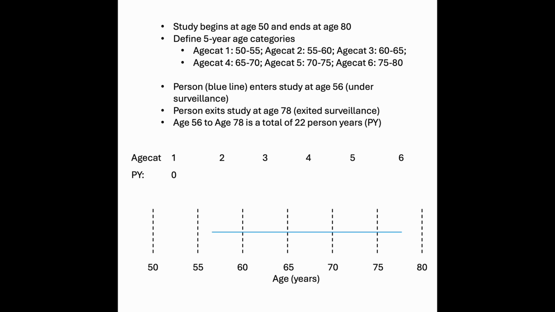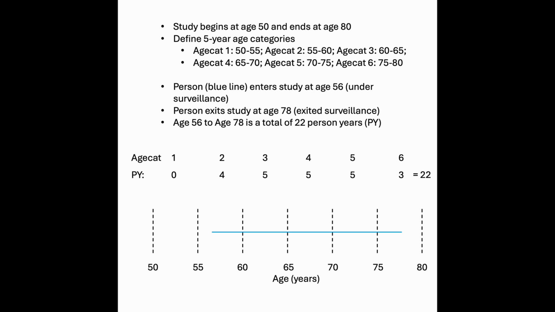As the person does not enter the study until age 56, there's no accumulated person time in Age Cat 1. In Age Cat 2, there are 4 person years, then 5 person years in Age Cat 3, 5 person years, 5 person years, and 3 person years, for a total of 22 person years for this one individual.